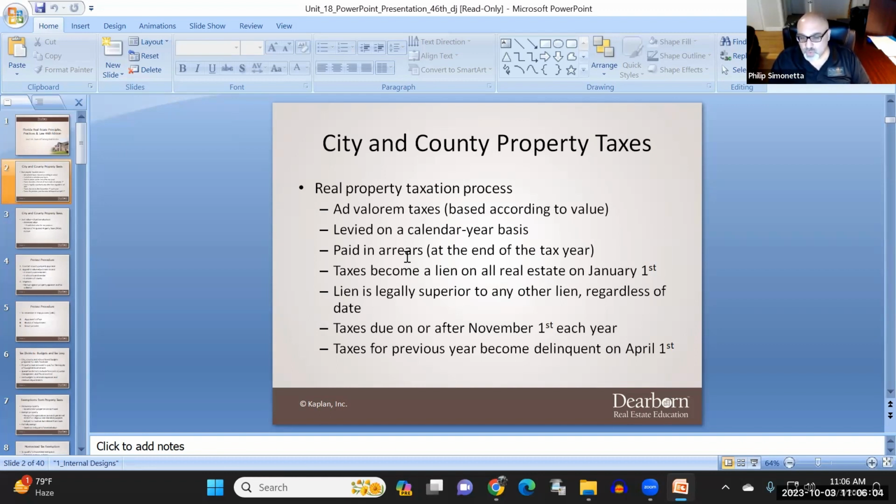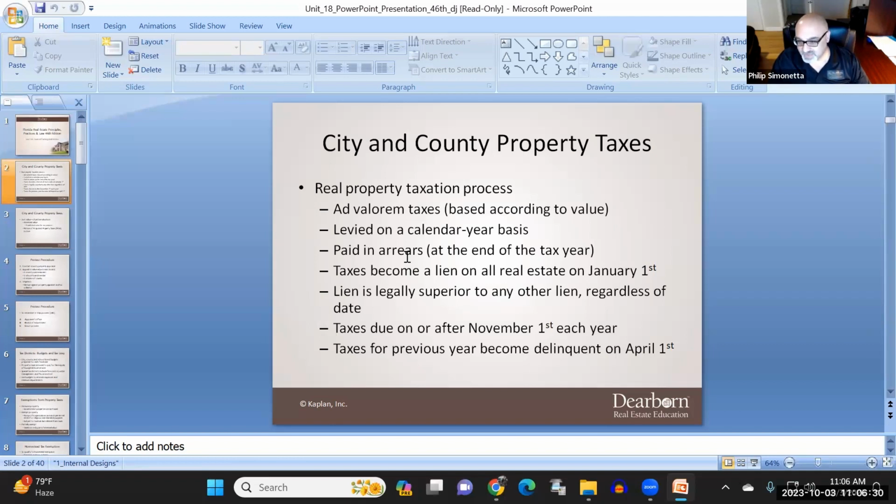Taxes are due on or after November 1st each year. Taxes for the previous year become delinquent on April 1st. So they become due in November for this year. They're not liened until January 1st, so you can pay between November and January. They usually give you a discount. And if you let it go past January, they put a lien.